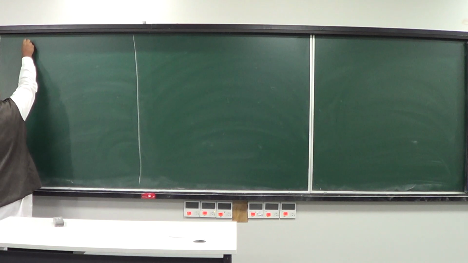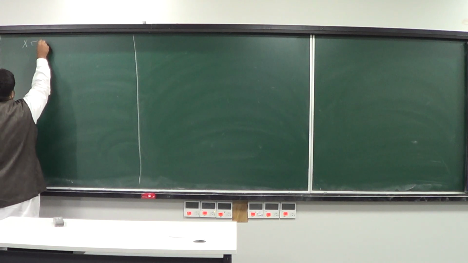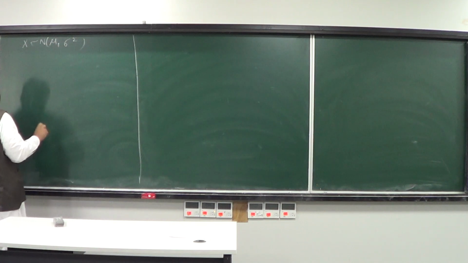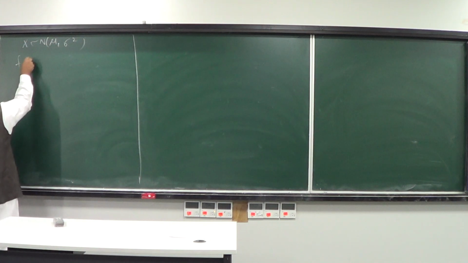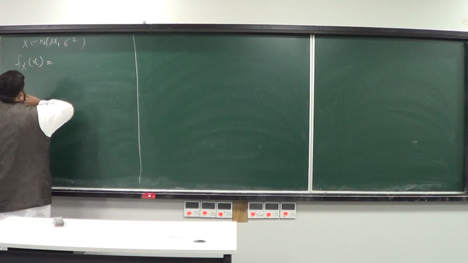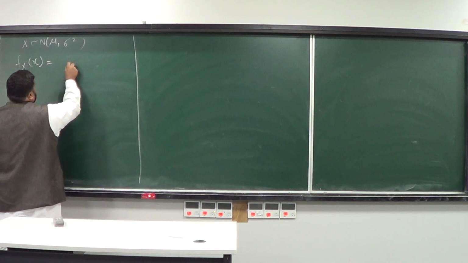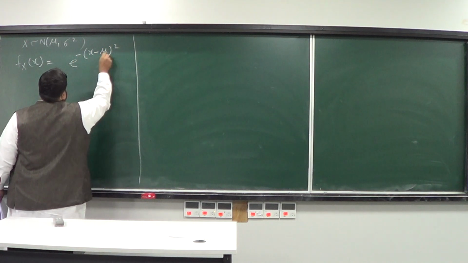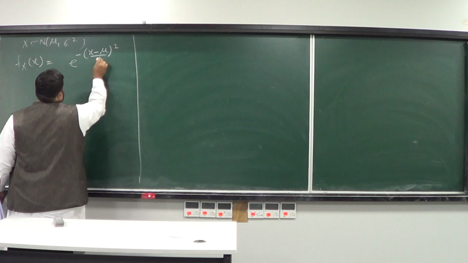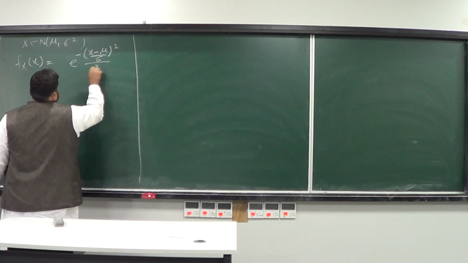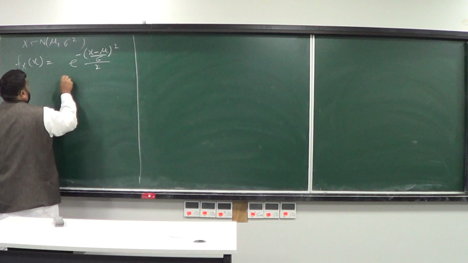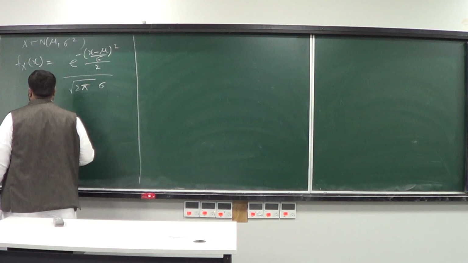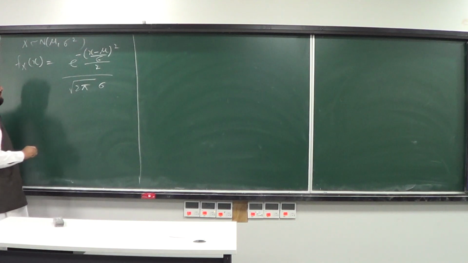So you remember that we say that x is normally distributed with the parameters mu and sigma square if the PDF of this normal distribution can be written as e to the minus (x minus mu) by sigma square and everything divided by 2, and everything divided by square root of 2 pi and sigma outside. So this is what the PDF is.